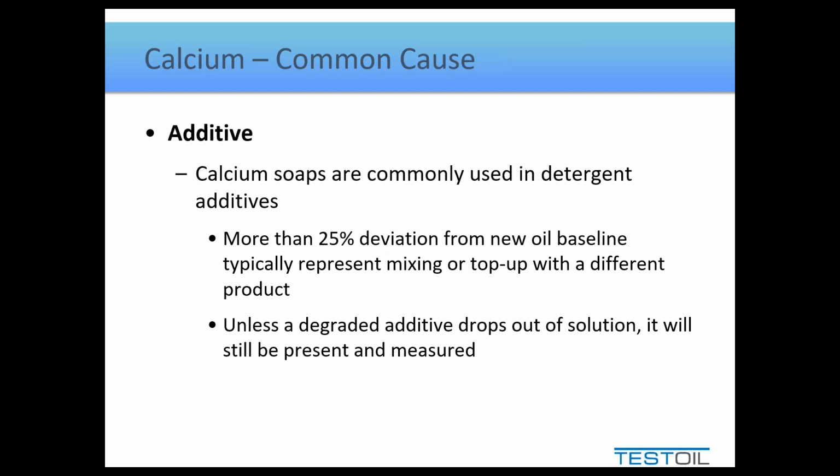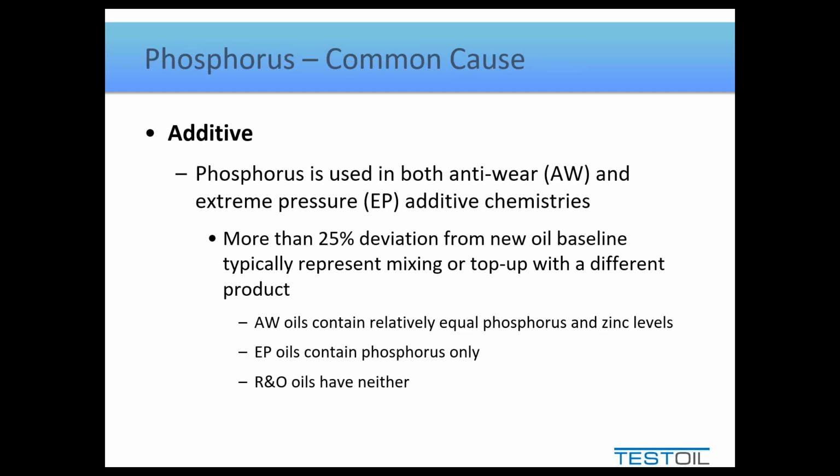The other element that I'll point out, just to get everyone on the same page here, is phosphorus. Phosphorus is also most commonly found in oils as an additive. It appears only in two types of oil, though: AW, anti-wear oils, or EP, extreme pressure oils. And again, we should allow 25% fluctuation on that value from the new oil baseline before we suspect there's a different oil or contaminant in here.